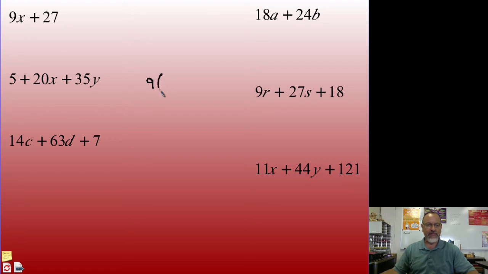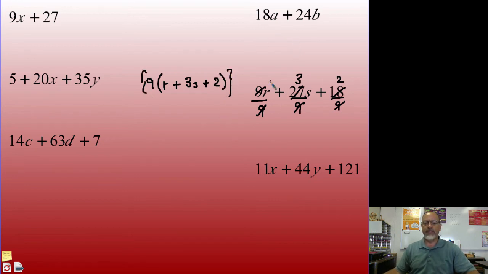So we'll use 9 to divide each of these. So 9 divided by 9 is 1, and 1 times r is r. And we'll divide this by 9. 9 goes into 27 3 times. That leaves me 3s. And then 9 goes into 18 2 times, and so we have 2. And so this would be the factored form of this expression.